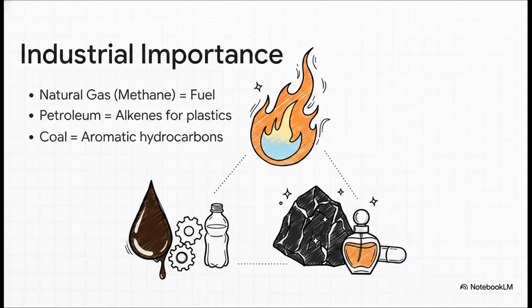Now pay attention here, because this is a massive high-yield fact for your exams regarding the industrial importance of those fossil fuels. Natural gas, it's mostly methane, which makes it an unbelievable fuel source. Refining petroleum gives us alkenes, and we literally need those to manufacture modern plastics and lubricants. And coal, that is a huge source of aromatic hydrocarbons, which we use to make dyes, perfumes, and even pharmaceuticals.